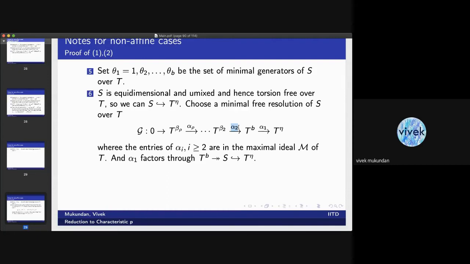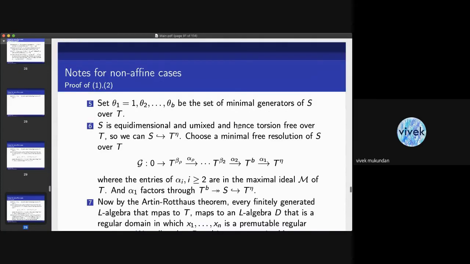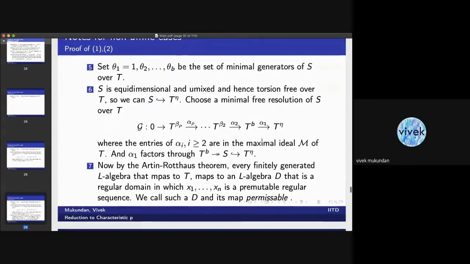But instead of doing that, after you make sure that R naught has all these entries, you can use the Artin-Rotthaus theorem, which we just showed, so that every finitely generated L algebra with a map to T also maps to an L algebra D that is a regular domain in which x1 to xn is a regular sequence. So your idea is to actually replace the T by a nice regular domain D, where x1 to xn is a regular sequence. We call such a D permissible.